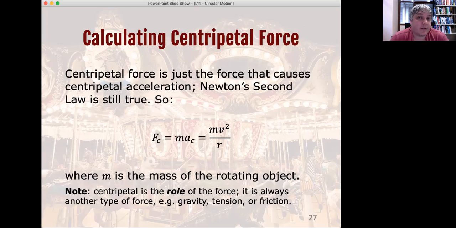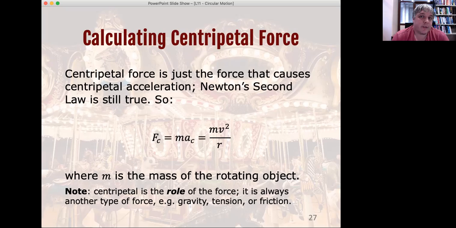Centripetal force is the force that causes that centripetal acceleration, but we're still dealing with standard physics and Newton's second law still applies. So we just have F equals ma, but we're talking about centripetal force and centripetal acceleration. So F_c is equal to m a_c. That means we just have m times v squared over r. So the centripetal force needed to keep an object traveling in a circular path of radius r with tangential speed v, if the object has a mass m, is m v squared over r.